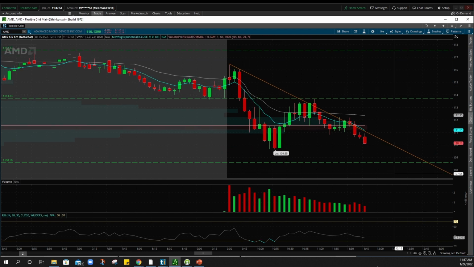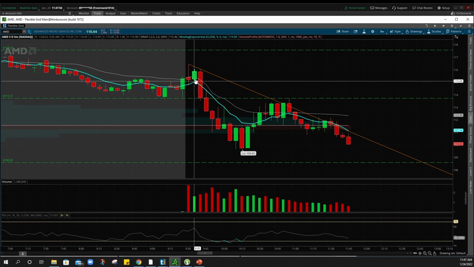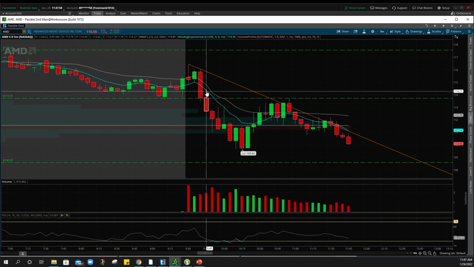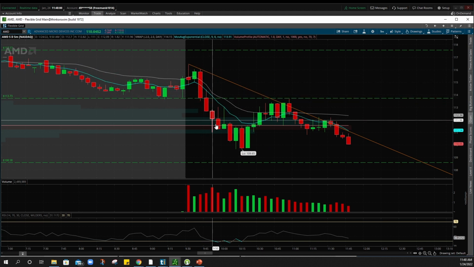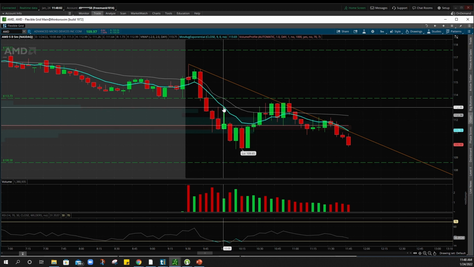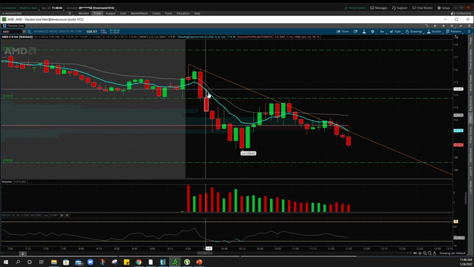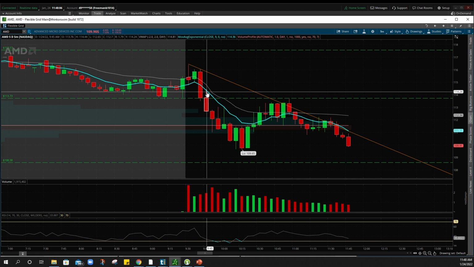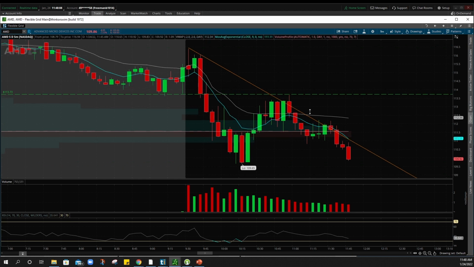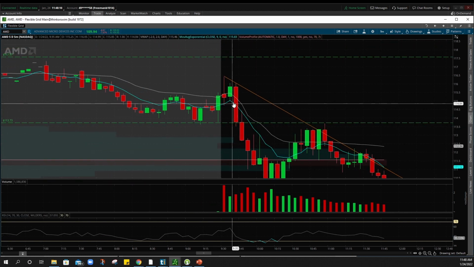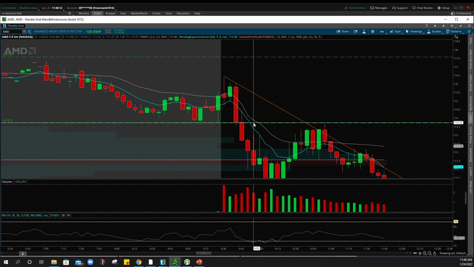We have a 9 EMA. Look at the 9 EMA, guys. We lost the 9 EMA. What happened? We hit it. We got rejected. We tried to bounce back up. We hit it. We got rejected. You see that blue line is my 9 EMA. Why in the world did that 9 EMA hold down? Because old support is new resistance.